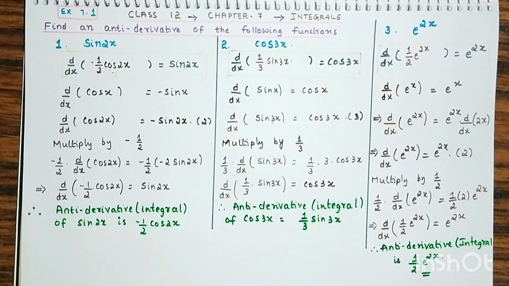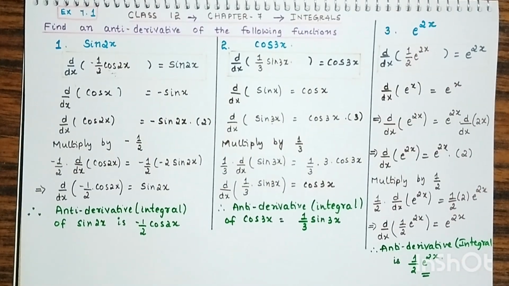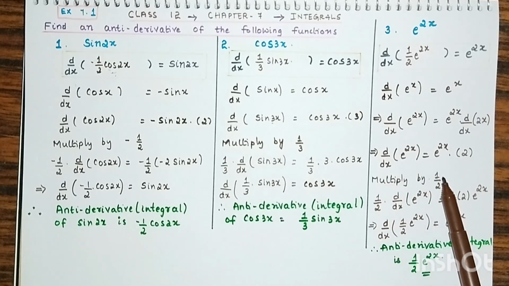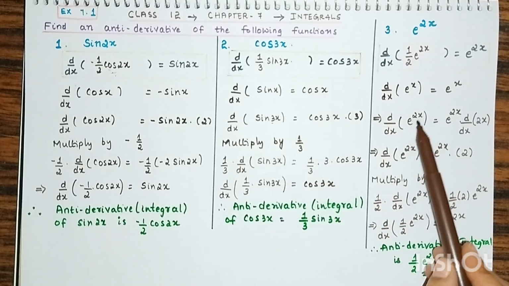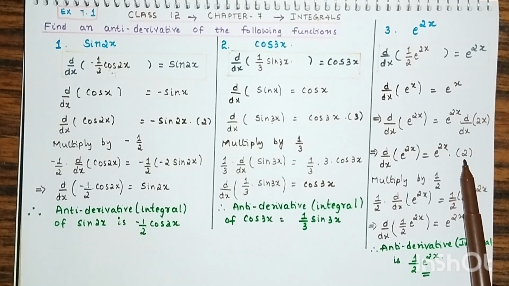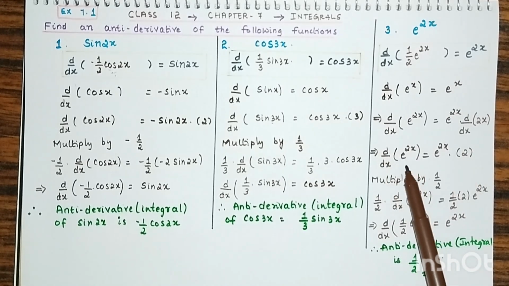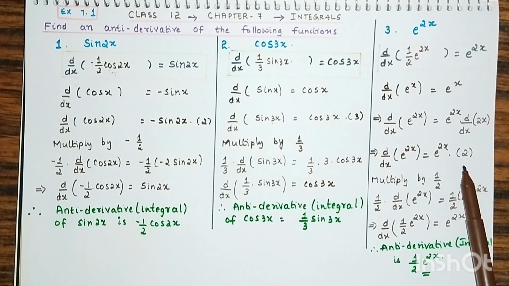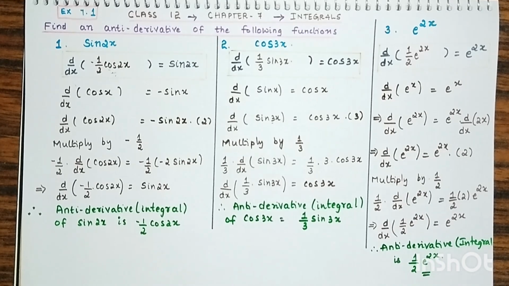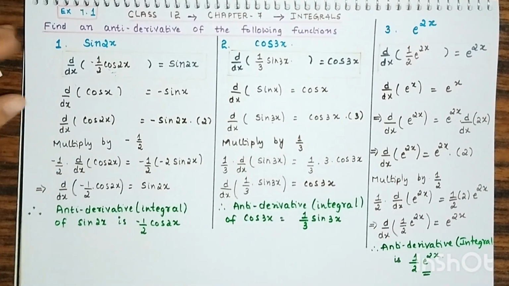Which step could we have skipped here? Here we could have skipped this step, multiply by 1 by 2. Because we know e to the power 2x will give us e to the power 2x, and we are left with 2, right? So if we don't want this 2, we will divide by 2 here and we will divide by 2 here. So directly we would have written e to the power 2x by 2. Okay, in the upcoming problems we will solve in that way.